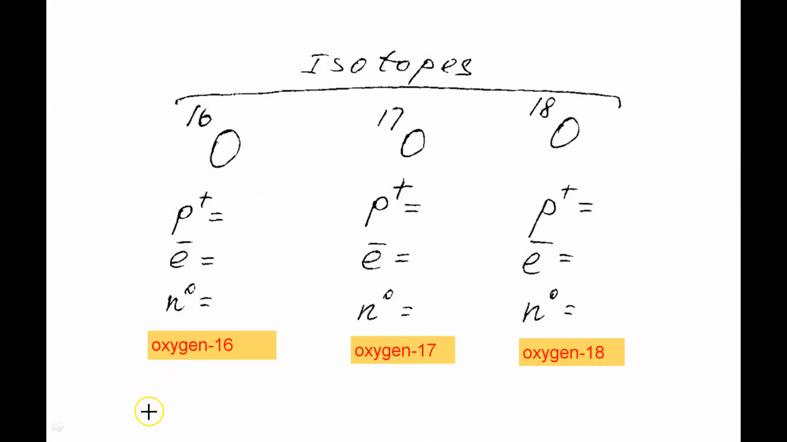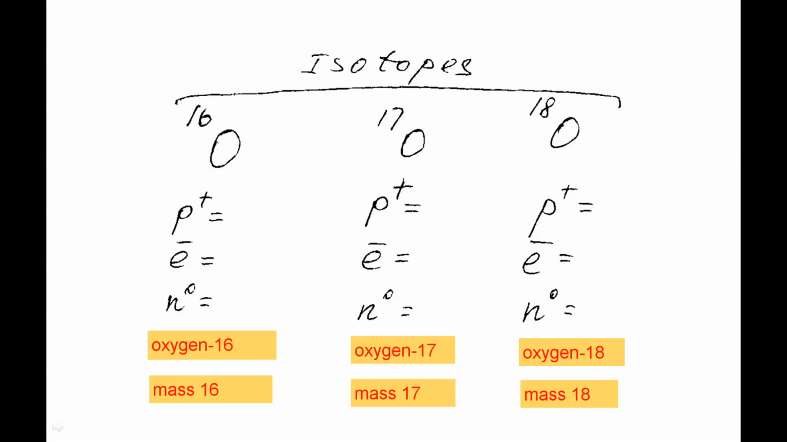So let's write down the mass as well. Here we go, I wrote it down for you. The mass of oxygen 16 is 16 atomic mass units. The mass of oxygen 17 is 17 atomic mass units. And the mass of oxygen 18 is 18 atomic mass units.